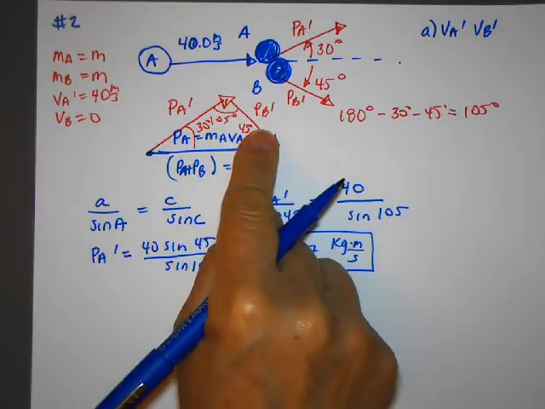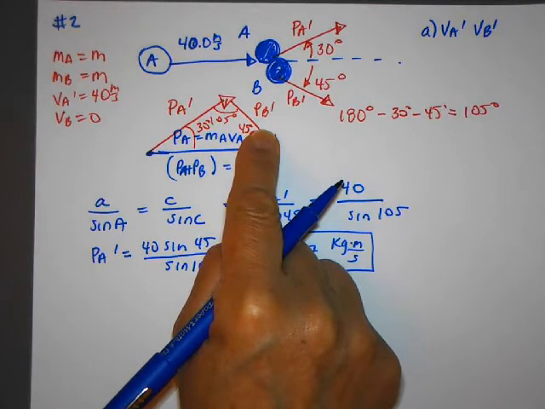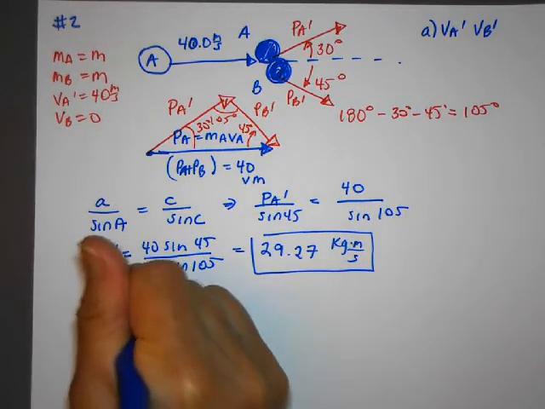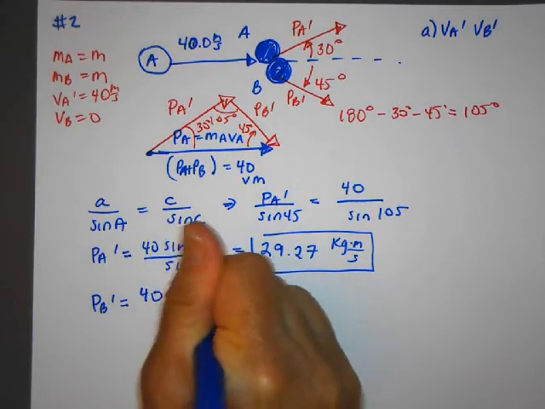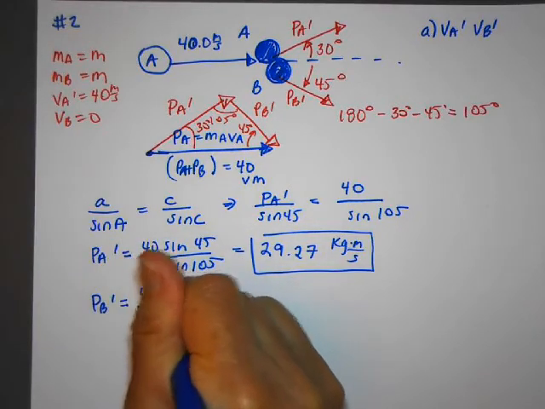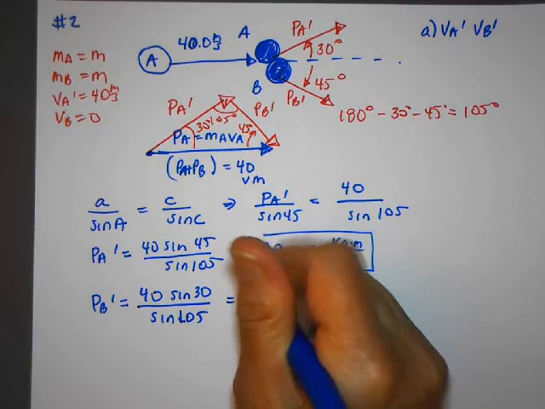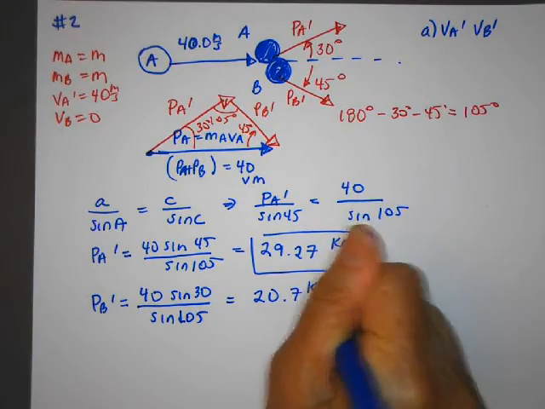Now, if I wanted to find PB prime, I would not want to use law of cosines because that would just be too much. So I'll just use law of sines again. So PB prime is equal to 40 sine of 30 divided by sine of 105. So when I do it on my calculator, I get 20.7 kilogram meters per second.